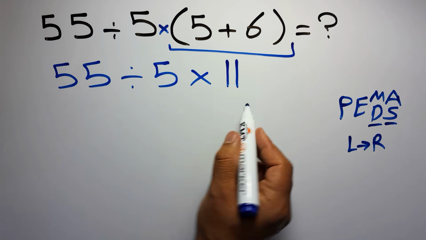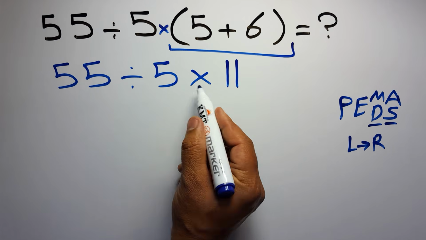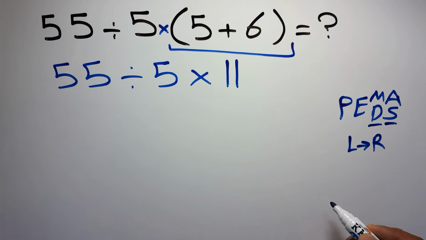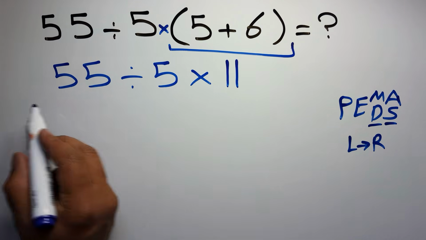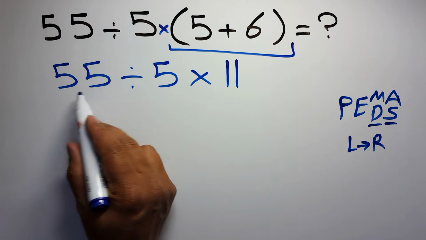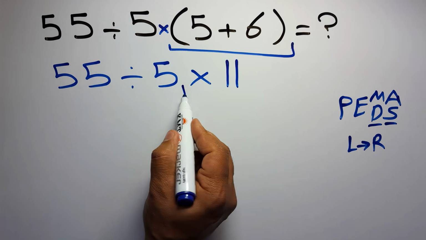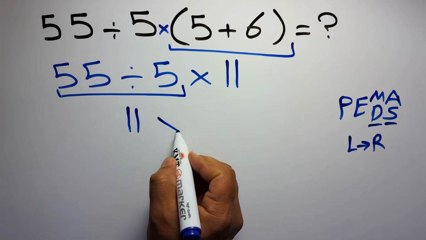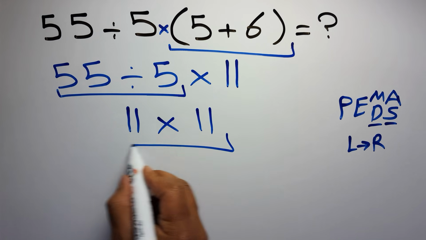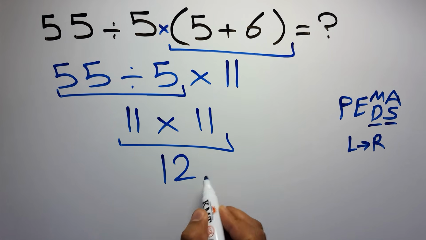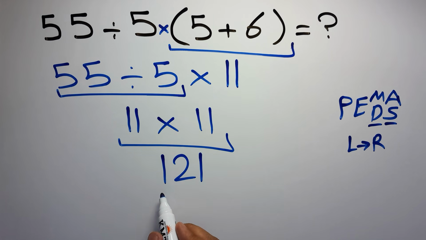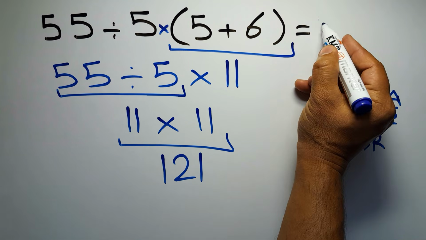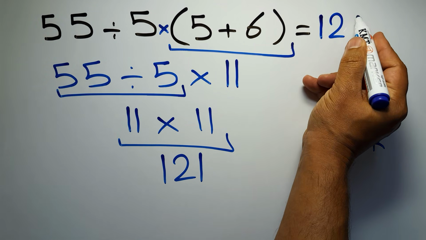Now in this expression we have one division and one multiplication. As I said, multiplication and division have equal priority and we have to work from left to right. So here first we have to do this division. 55 divided by 5 gives us 11. So we have 11 times 11 which equals 121. And this is our final answer to this problem. The correct answer is 121.